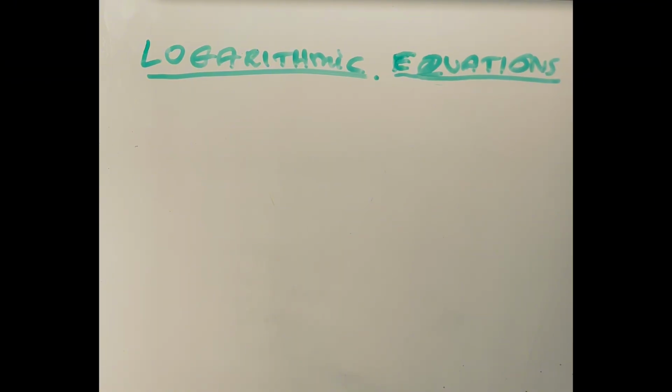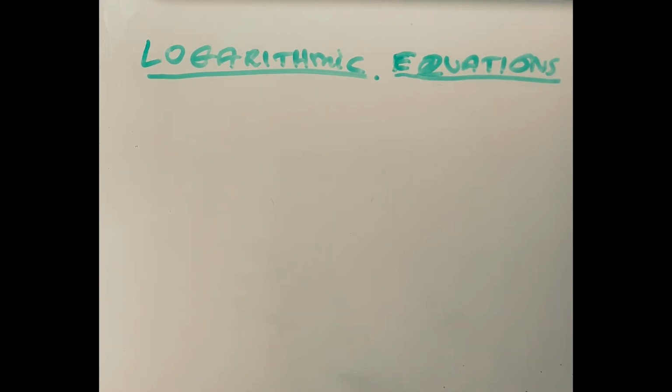So when you're solving logarithmic equations, the basic idea is that you want to isolate the logarithm, then rewrite it in exponential form, solve for the variable, and then check for extraneous or invalid solutions. And this is because logs are only defined for positive arguments.